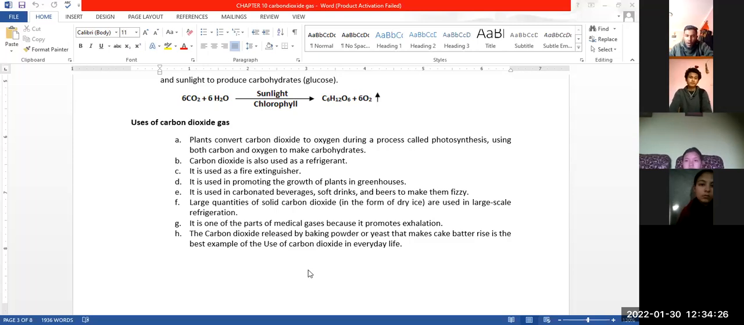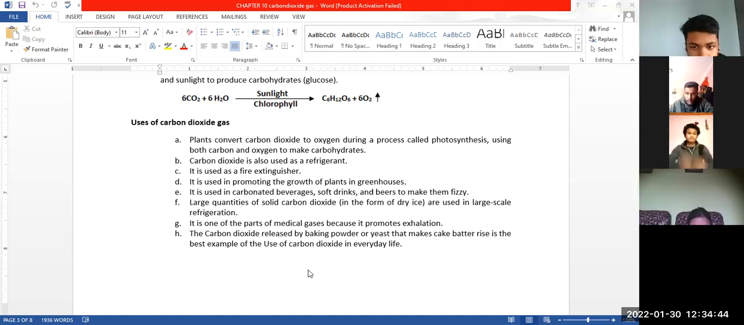And next is carbon dioxide released by baking powder or yeast that makes bread rise, which is the best example of the use of carbon dioxide in everyday life. Actually, it is used in making cake, for better taste cake, or in daily life for cooking purposes. These are the uses, okay.